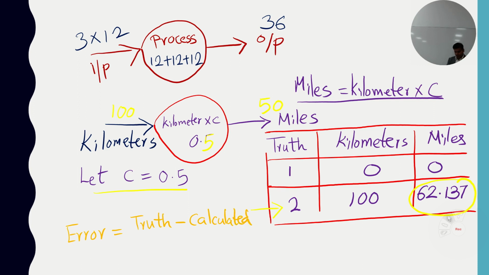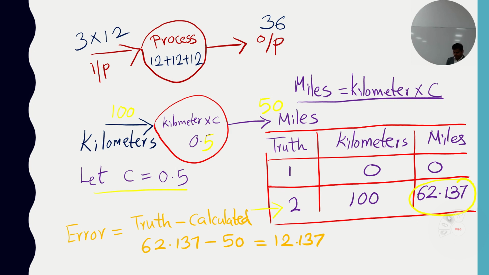Okay, calculated value. So here the true value is 62.137, and your calculated value is, say, 50. So your error that you got here is 12.137. Well, this is your first try.